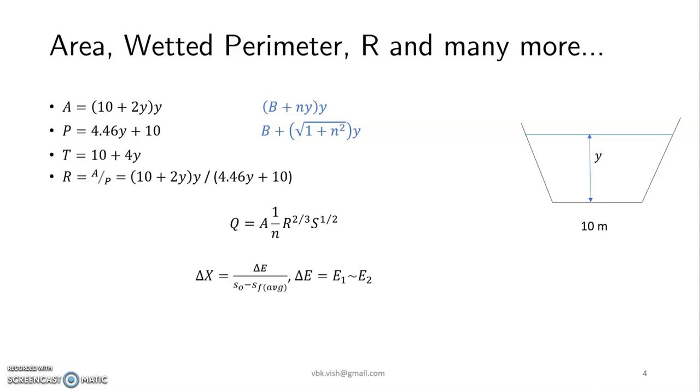Now we use delta x as the step, the dimension of a step, to calculate initially the delta x values, and later the summation of all delta x values leads to the length. Delta x equals delta E divided by S naught minus SF average, where SF average is calculated as the average of SF1 and SF2. Delta E is the difference in the specific energies, E1 minus E2.